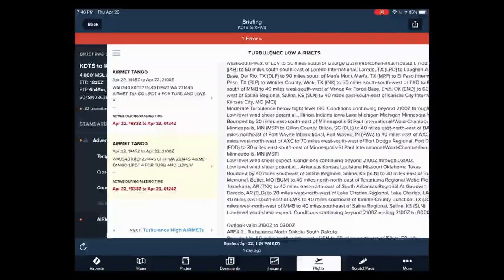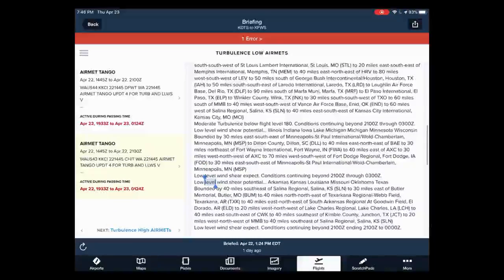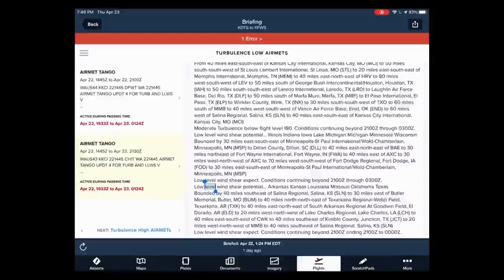So not only do you have an expectation for moderate turbulence, basically the entirety of your cruise, you're going to be experiencing likely at least moderate turbulence, but also now we have a low-level wind shear potential across generally the same bounded area, with those conditions still being called for through the period. So definitely through our entire route of flight, and definitely at our destination.